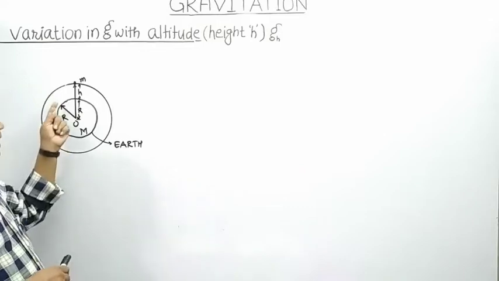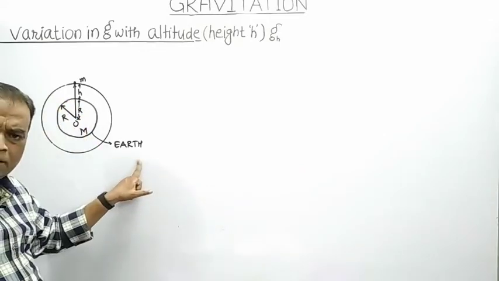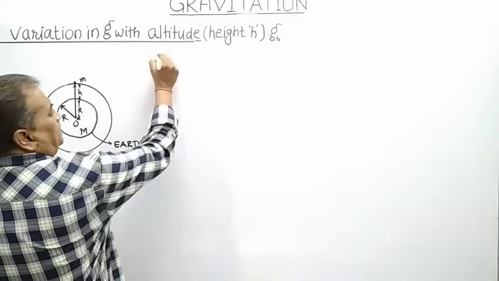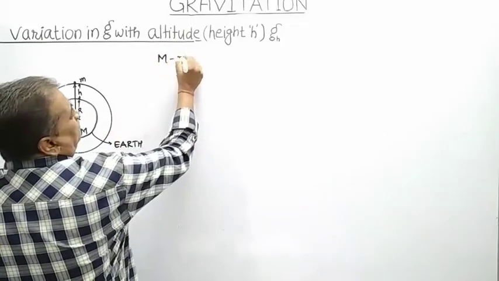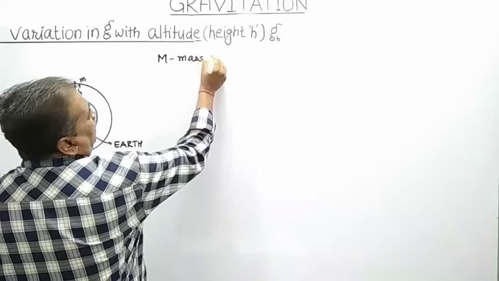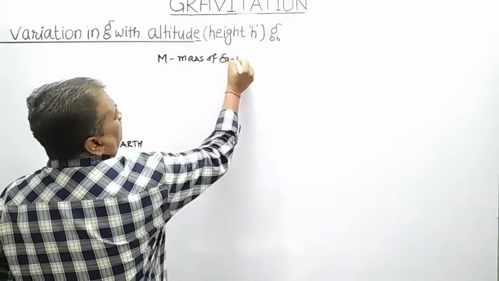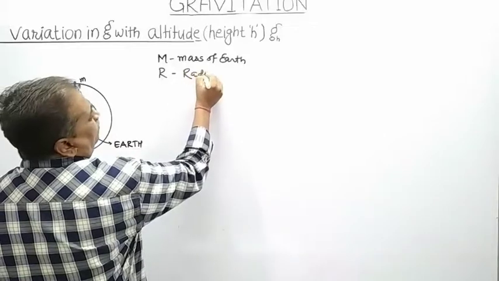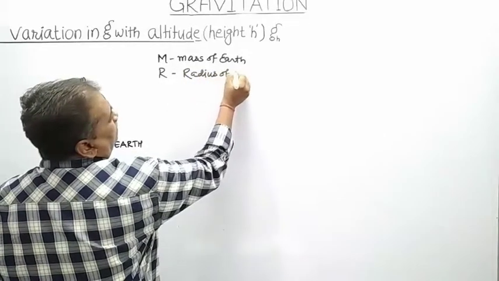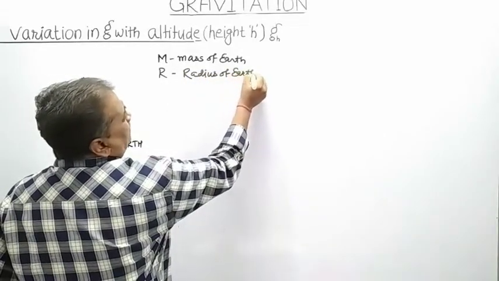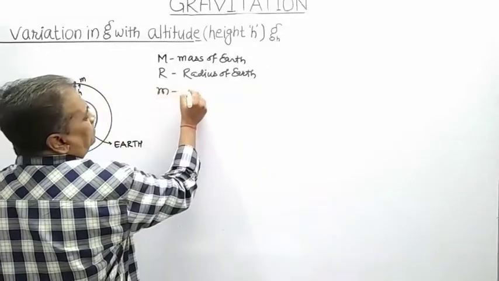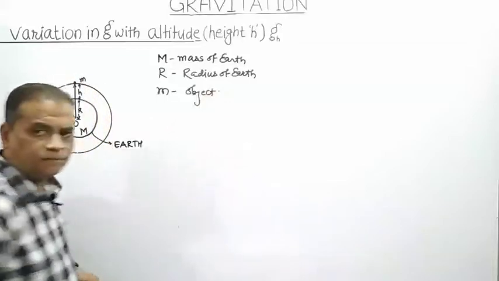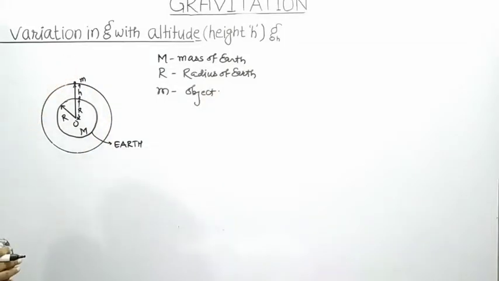So let us consider we have an earth of mass capital M. So M represents the mass of earth. Capital R represents the radius of earth. And let us consider that we have an object of mass small m.